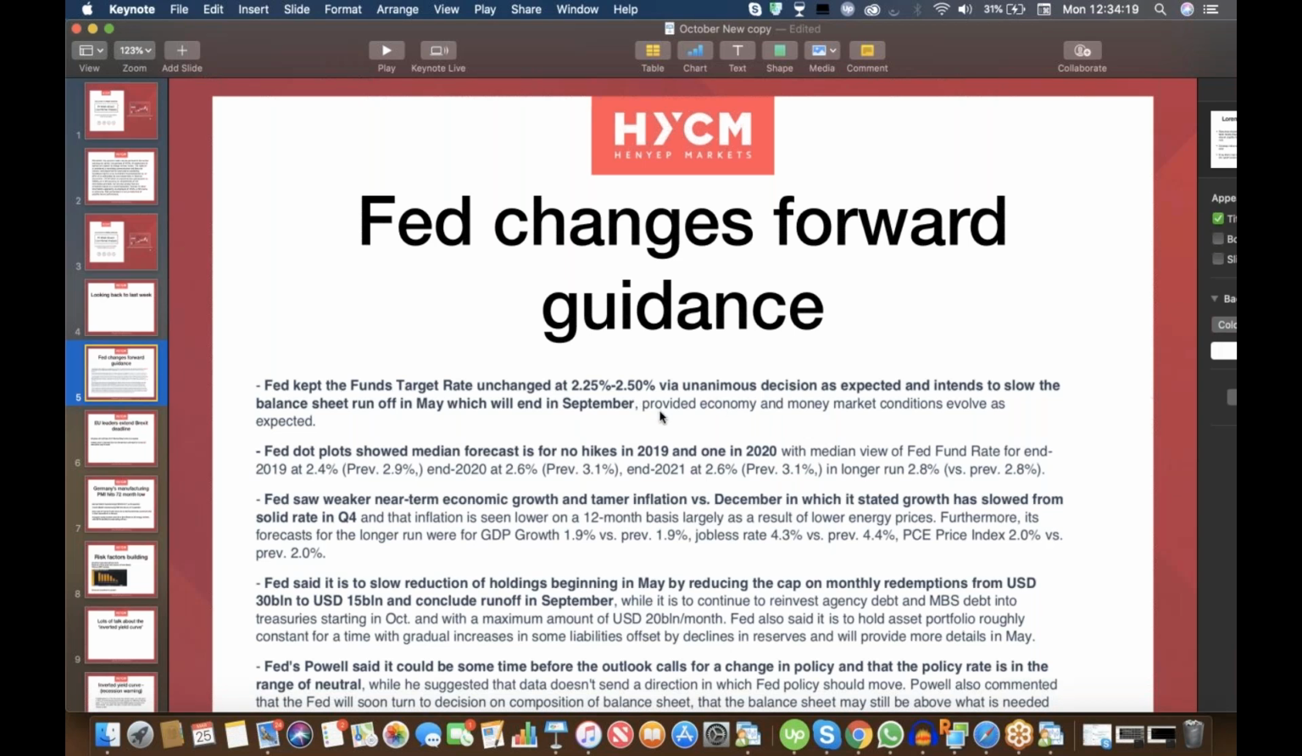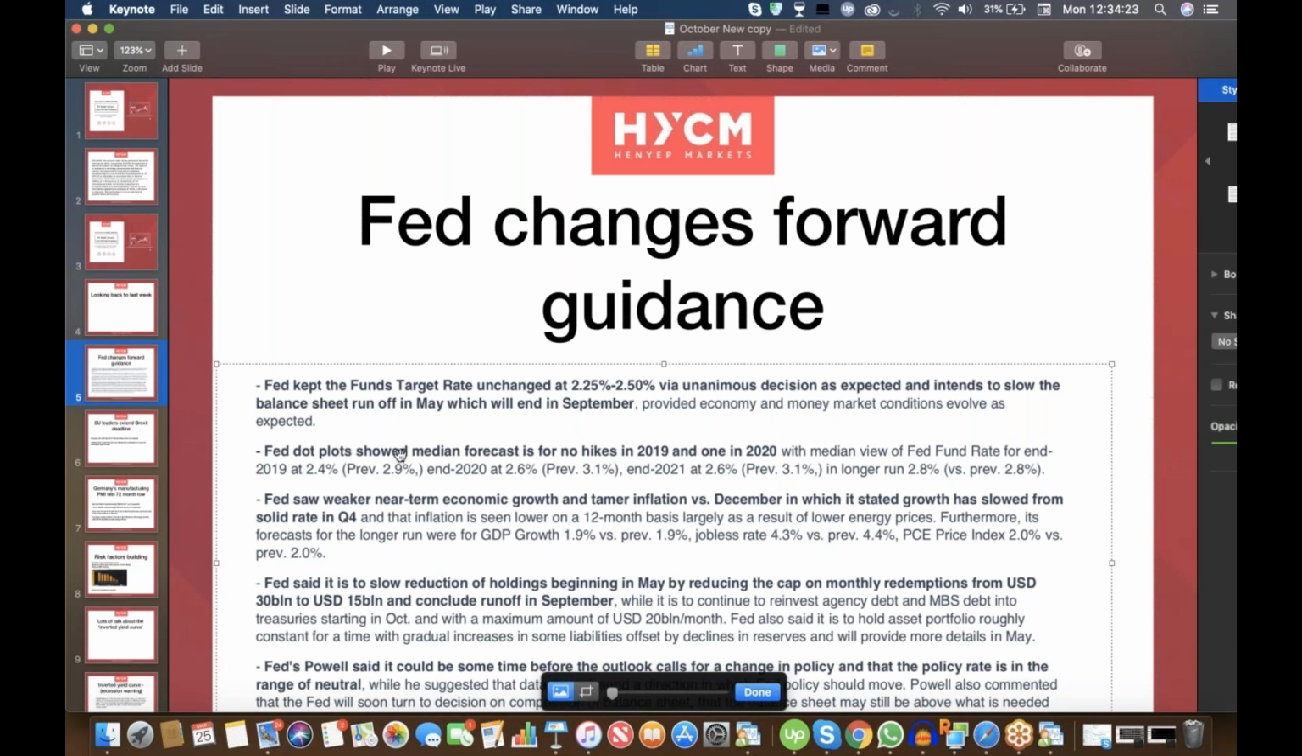However, what was not expected was this sentence here. You see, the Fed dot plots show median forecast is for no hikes in 2019 and one in 2020. So that surprised the market. The purpose of the dot plot was to show the market the intended path of US interest rates. Are they going to be raising? Are they cutting? What are they expecting?